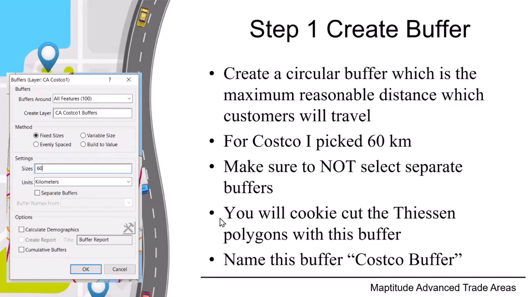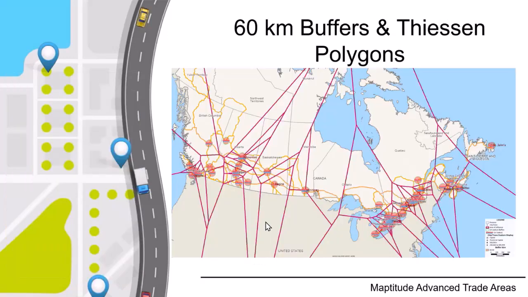Okay, and what we're going to do, it's called cookie cut. We're going to cookie cut the Thiessen polygons with this buffer. I'll call it Costco buffer. So once I've created the 60 kilometer radius bands, that's these pink circles you see here. And the Thiessen polygons are already here. Okay, so how do you cookie cut?